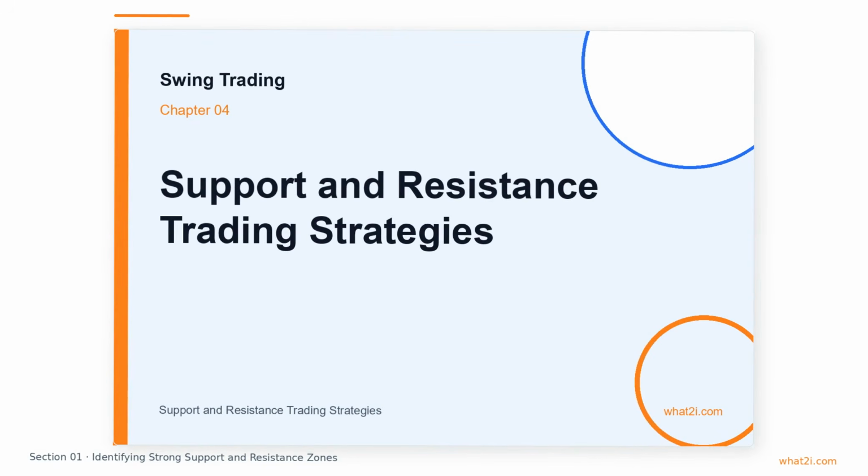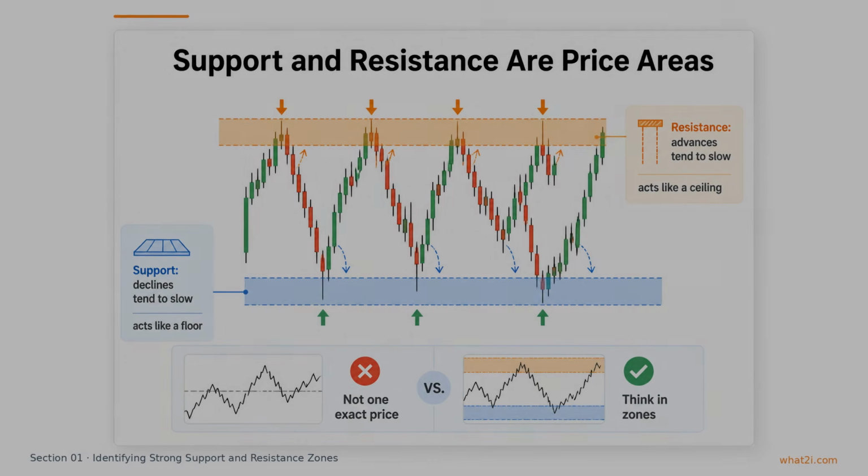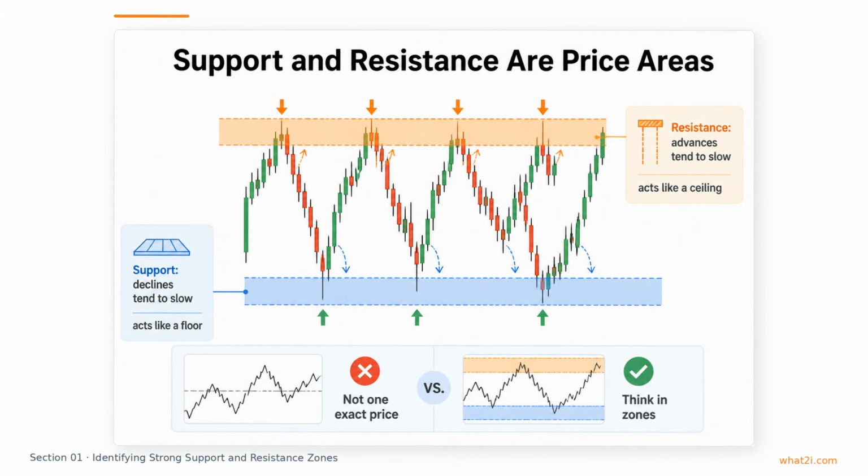Swing Trading. Chapter 4. Support and Resistance Trading Strategies. Support and resistance matter because they help us locate places where price has repeatedly changed direction. The most important mindset here is to think in areas, not exact numbers.